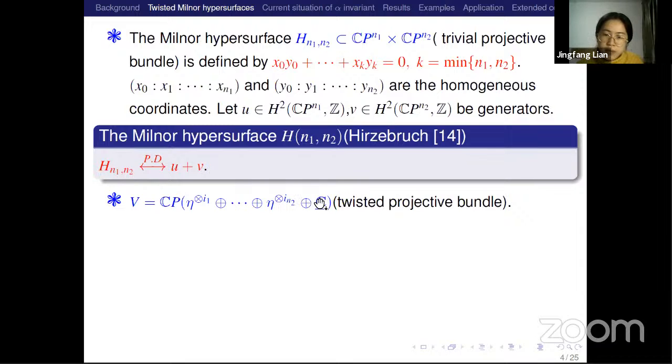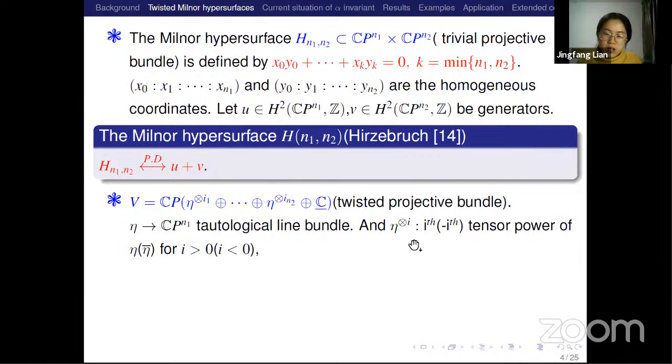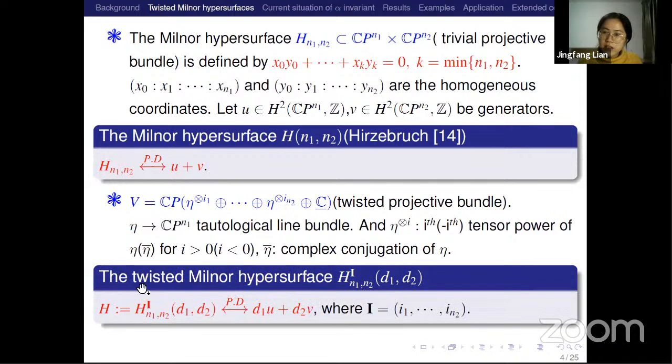And accordingly, we define the twisted projective bundle V as the projectivization of the sum of N2 plus 1 line bundles, where eta is the tautological line bundle, and the underlined C is the trivial bundle over CP^N1. Here eta tensor i means the i-th tensor power of eta if i is positive, and if i is negative, it means the tensor power of eta bar, where eta bar is the conjugate of eta. Therefore, we can also define the twisted Milnor hypersurface as the Poincare dual to d1 u plus d2 v.